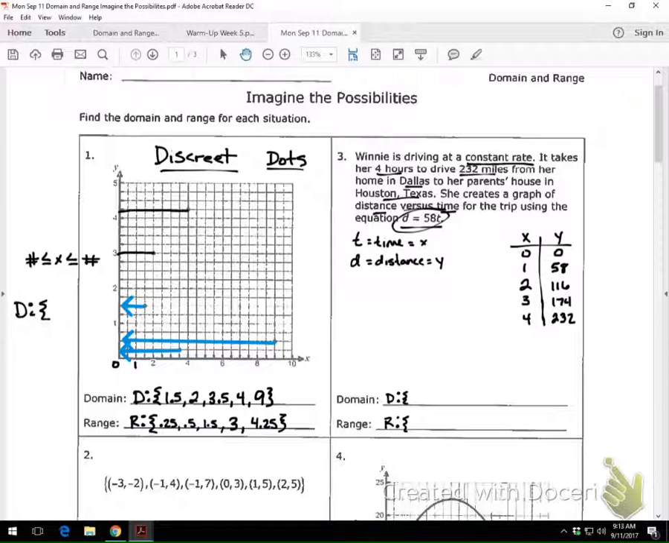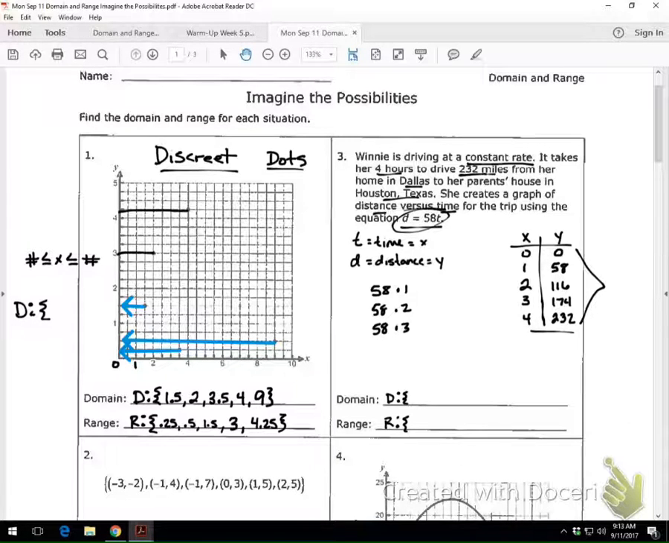232. Now, if you're wondering how I'm getting these numbers right here, well, I got the 0 and 0 because if you haven't traveled, 0 hours, you hadn't gone anywhere. For 4, they tell you in 4 hours you traveled 232 miles. All we're doing is this: 58 times 1, 58 times 2, 58 times 3. Okay, so now, here's how you write your domain.